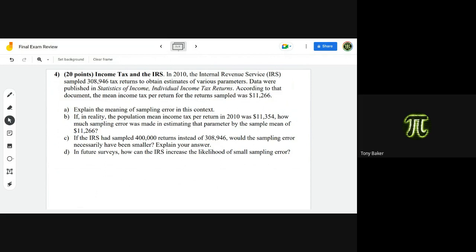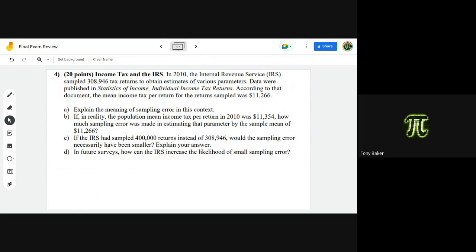All right. So this is looking at sampling error. So this one kind of has you do a little bit of calculations, but it's more about do you remember what sampling error is and how it's used? What is sampling error? It's the difference between what you get when you do your sample as compared to what really actually happened. Okay.